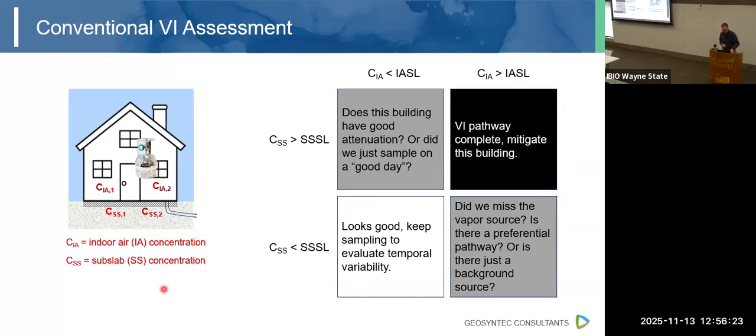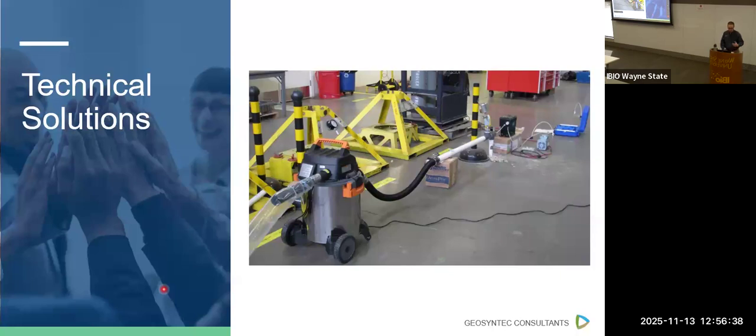So really thorny questions, and you could go out and just collect the same thing over and over again, do like four rounds of seasonal sampling, and maybe not really resolve the issue of what's going on. So, some of the technical solutions that we've developed to try to address these challenges.